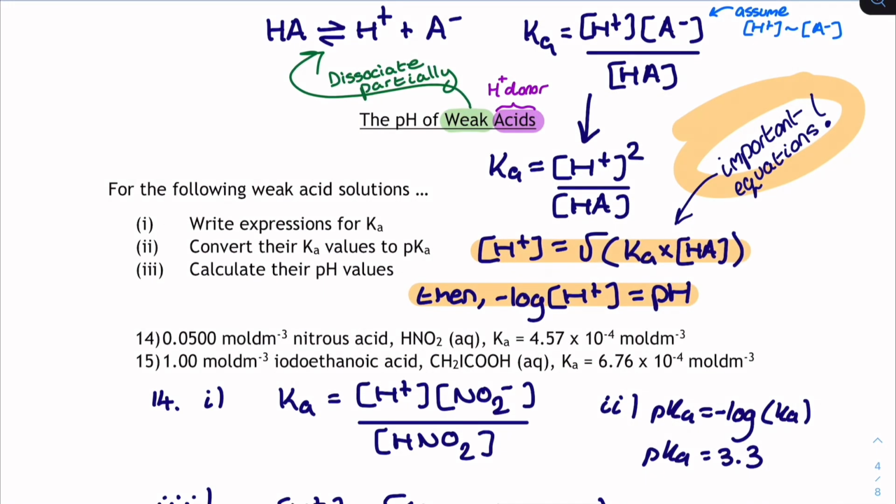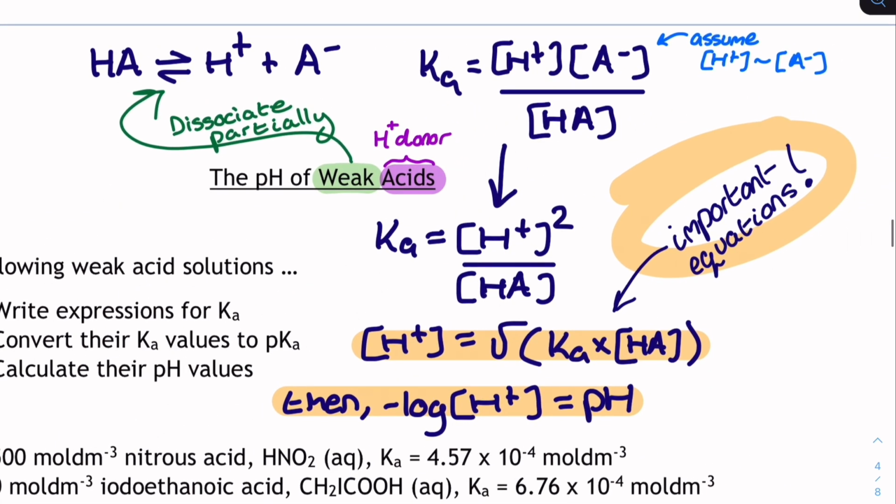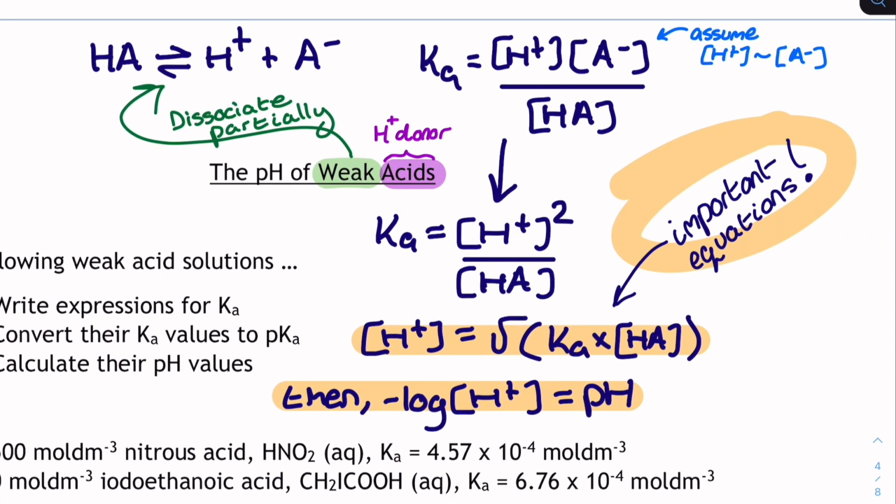Moving on to the pH of weak acids. This is where things can start to get a little tricky because we're well on our way towards buffer calculations now. Now for weak acids, they dissociate partially. So we can see here we have this equilibrium. It's still donating an H+ ion because it's still an acid, but you can see we're doing that partially now. They don't completely dissociate in aqueous solution.